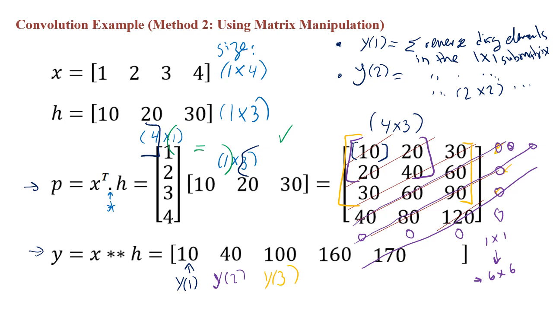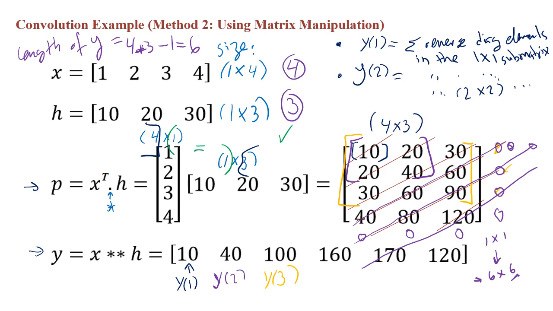Notice here that the length of x is 4, the length of h is 3, and we said that the convolution y should have a length equal to 4 plus 3 minus 1, or the length of x plus the length of h minus 1, which is equal to 6, which is exactly the number that we got here. Let's continue with the convolution itself. So the final element is going to be 120.